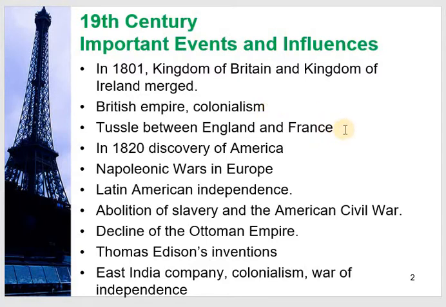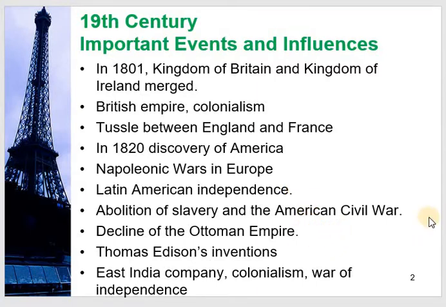There was a tussle between England and France, and they also fought some wars. Its result is that linguistic rivalry is still over there. And in this influence, Canada also has linguistic riots, meaning linguistic fights. Okay, in 1820, America was discovered. Napoleonic wars were in Europe, and Latin American independence also influenced the English language.